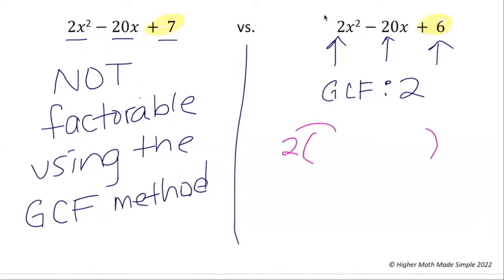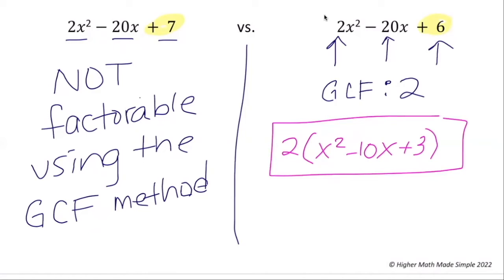So 2 times what gives me 2x squared? x squared. 2 times what gives me the middle term, -20x? A -10x, so I'm going to write -10x. And then 2 times what gives me a +6? A +3, so I'm going to write a +3. This is not a factor completely problem. If it was, then we would have to see if this expression here was factorable as well. But again, if we're just looking at the greatest common factor, we can just leave it in this form. So using the greatest common factor method, you can pull out a 2.